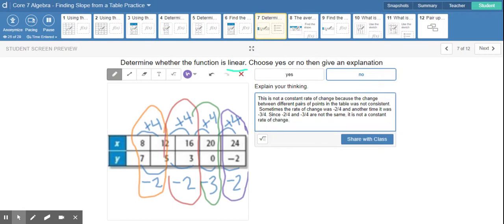That's a really full answer right there. We included the fractions. We said what was wrong with what we were seeing with the fractions and how that led us to our conclusion of whether it's a constant rate of change or not.